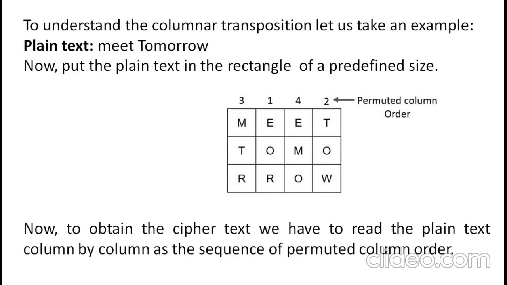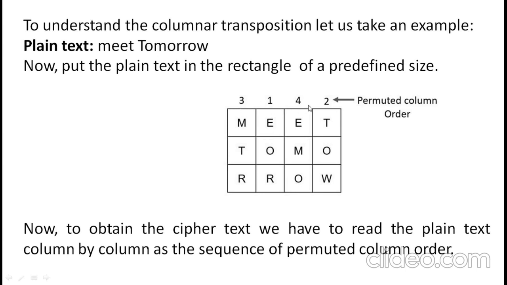Let us understand by an example. The plain text is meet tomorrow. Now if you put this in a rectangular matrix of predefined size, 4 by 3, the permuted column order is 3142. It should not exceed the number of columns. When you write 3142, the number of columns is 4, so your number should not be 5 or 6.